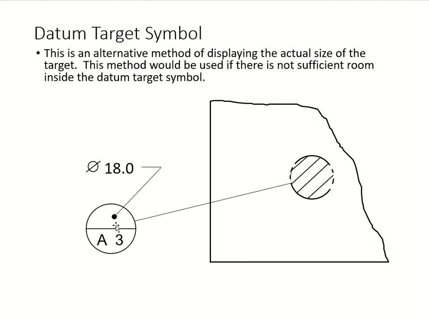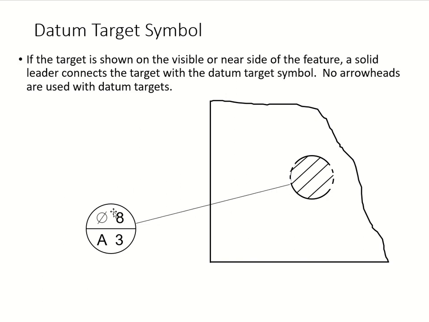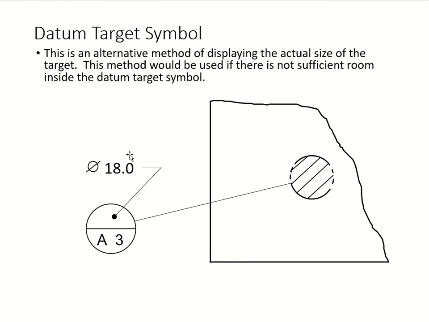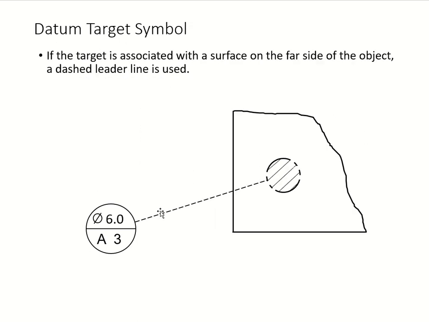Alternative symbol. Instead of putting it inside, you can take it outside, if you don't have space or things like that. All right. Another example here. So if you have a target that is associated on the far side of the object, then you use the dash line.